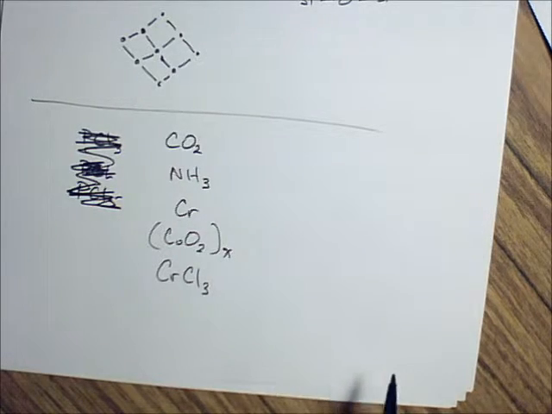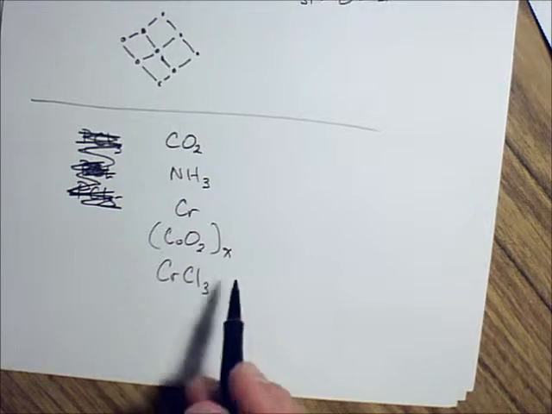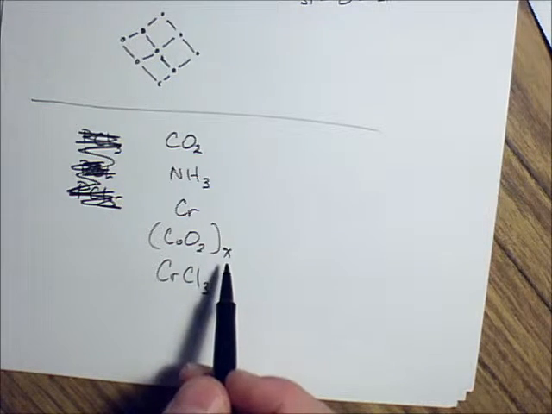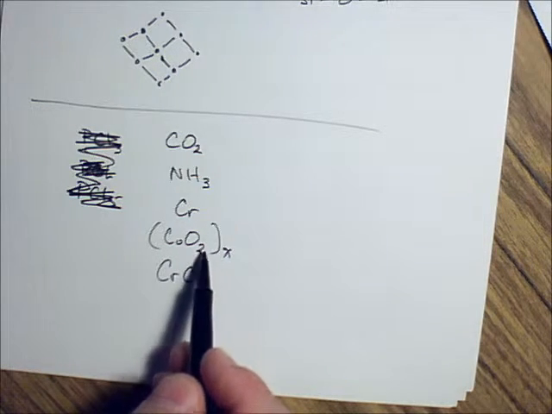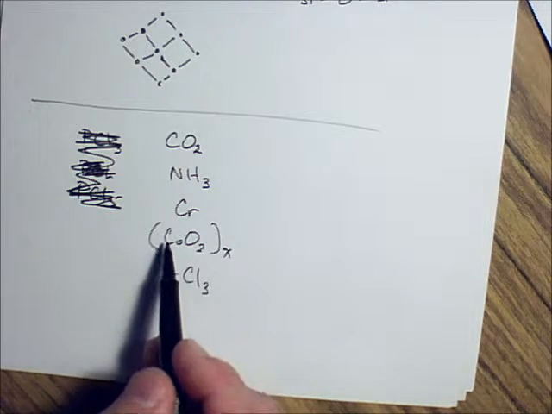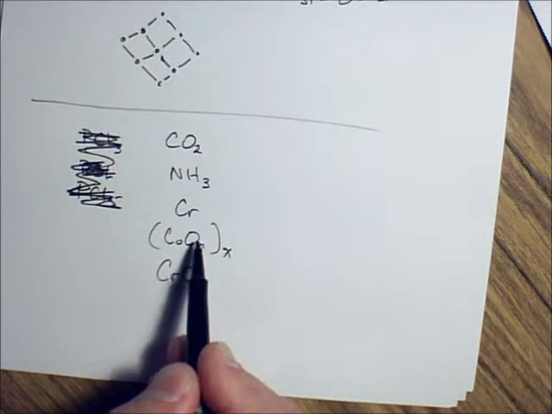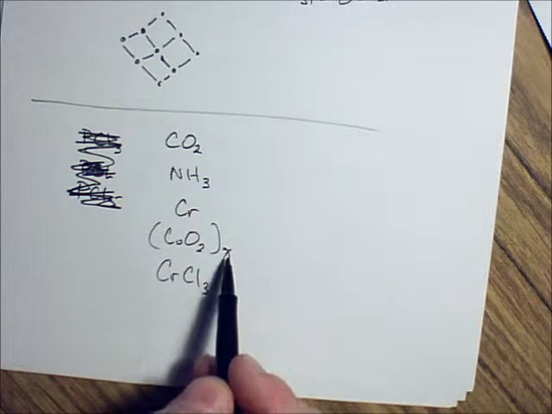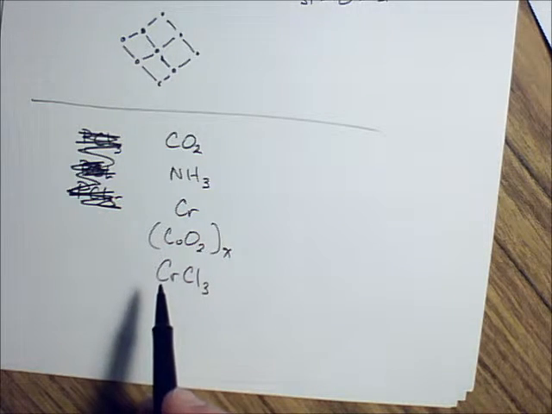All right. So what Shane has noticed is this X right here. This X right here indicates that there's an unknown and almost infinite number of these structural units here. Okay, that's a typical way of writing a covalent network structure.